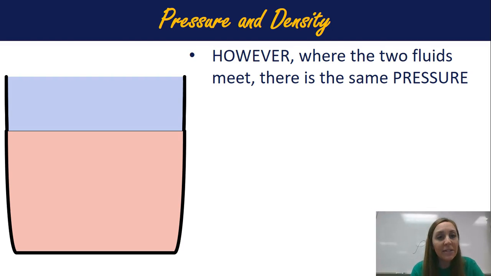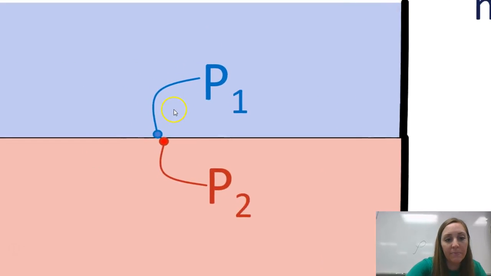Okay, but even if the densities are different, there's something you need to know. Where the two fluids meet, so at this interface right here, there is the same pressure. Now keep in mind when I say two fluids, I could be talking about a gas or a liquid. Both are fluids because both flow. So just in general, I'm talking the pressure literally right here and the pressure right here. So make sure you draw that in.